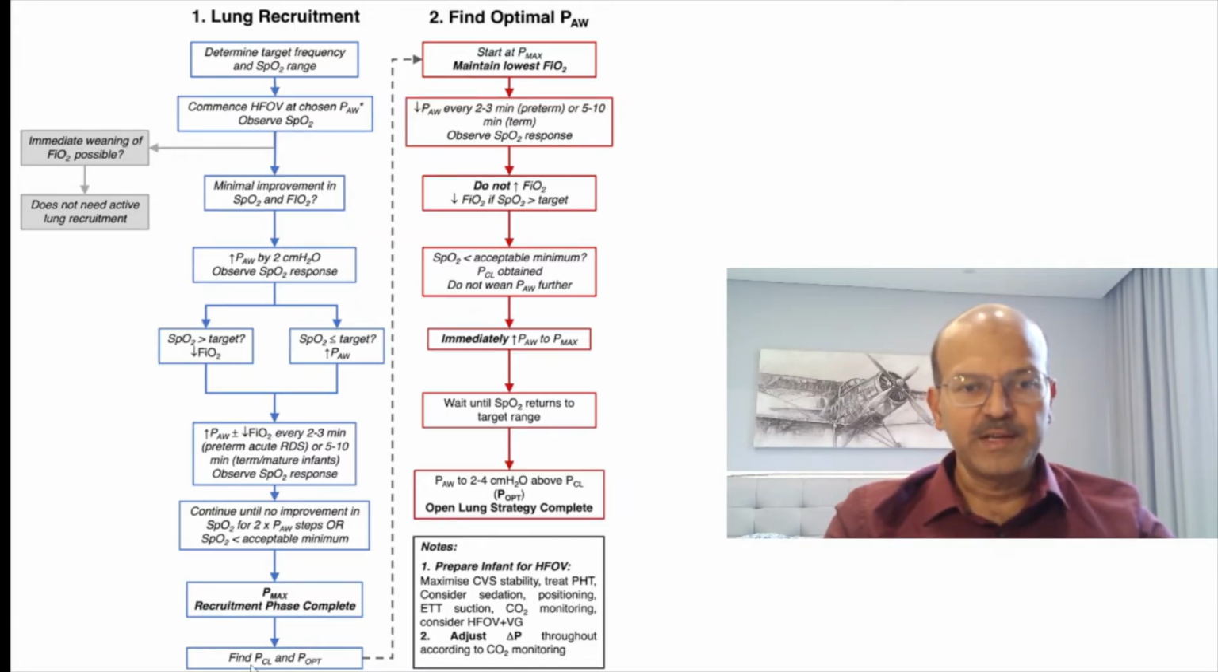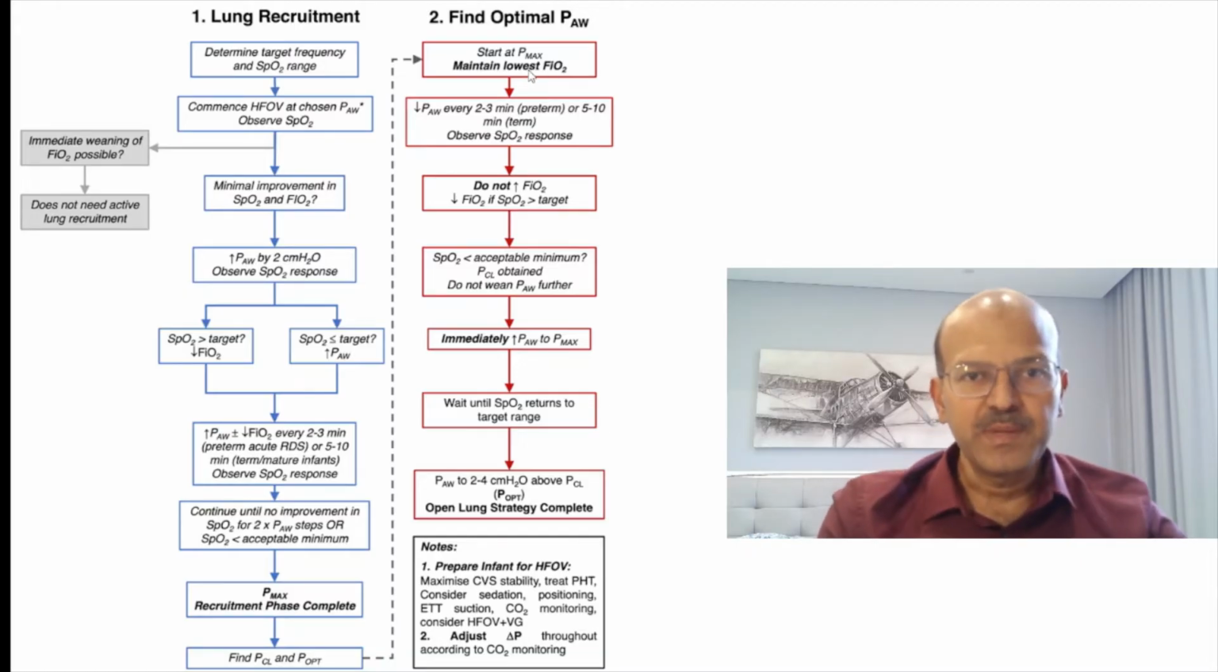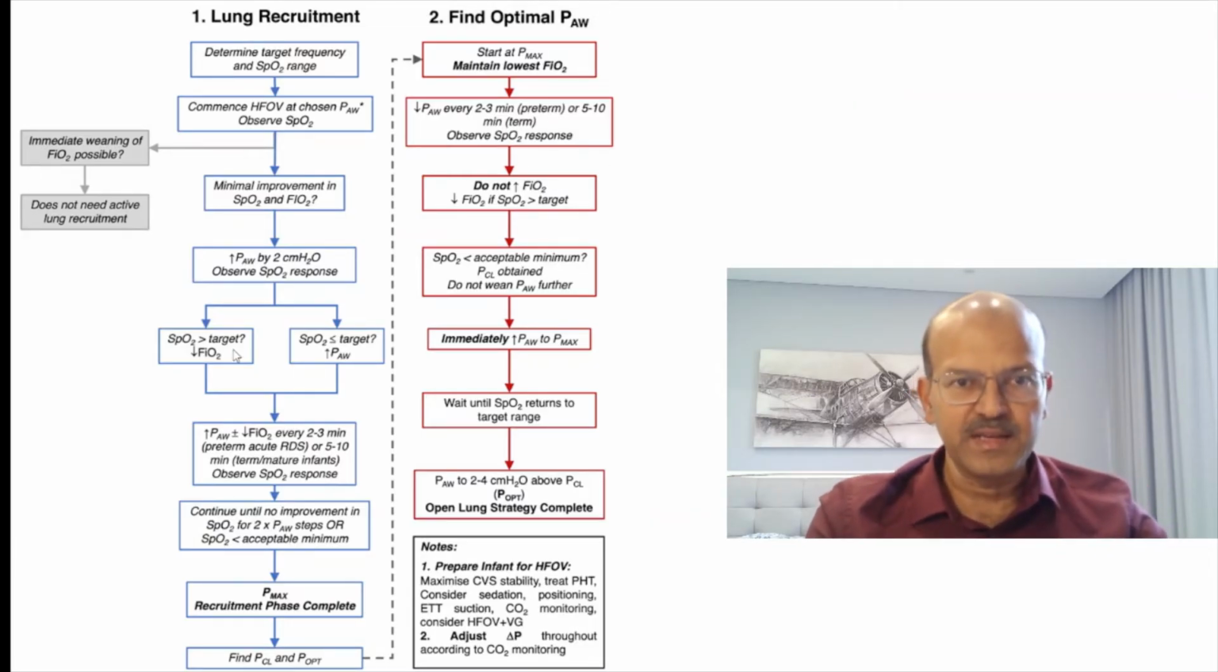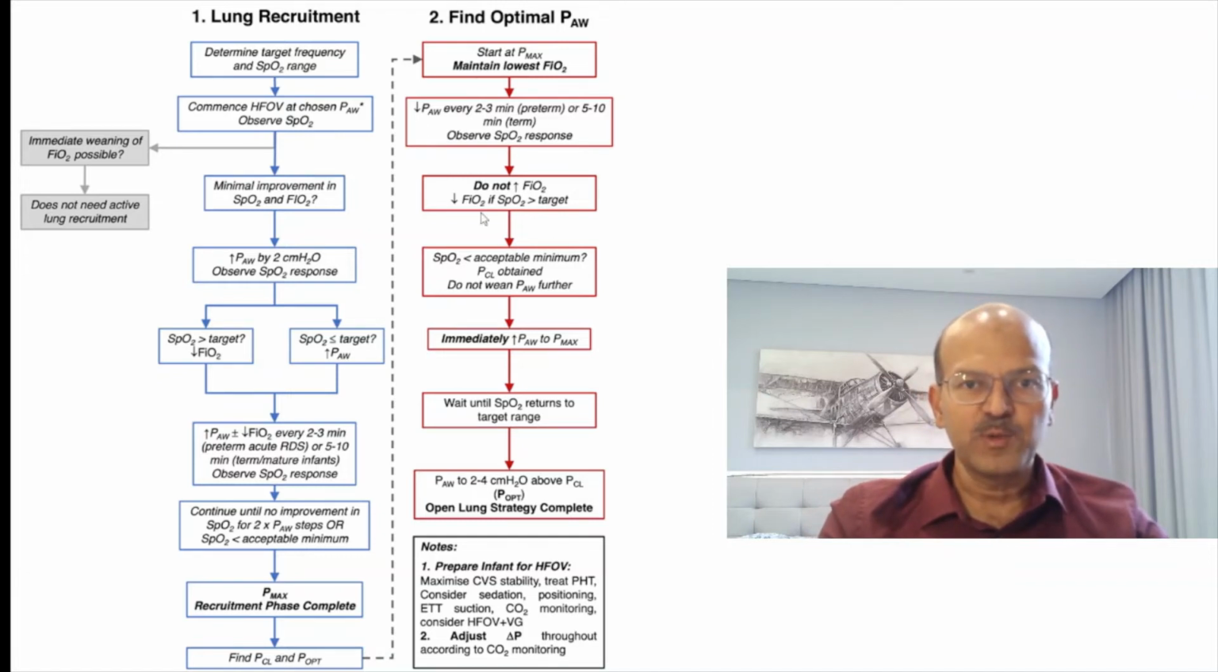The next step is to find out the pressure of closing and the optimal pressure. So for that, you start with the Pmax and maintain the lowest FiO2 that you have accepted for this baby. Then you reduce the map every 2 to 3 minutes or 5 to 10 minutes and observe the saturation response. So the approach is similar to what we discussed. The bigger babies, you allow more time. Do not increase FiO2. Reduce FiO2 if saturation is more than the target. If saturation is less than the acceptable minimum, we have reached the closing pressure. Do not wean further, and immediately increase the map to the Pmax.